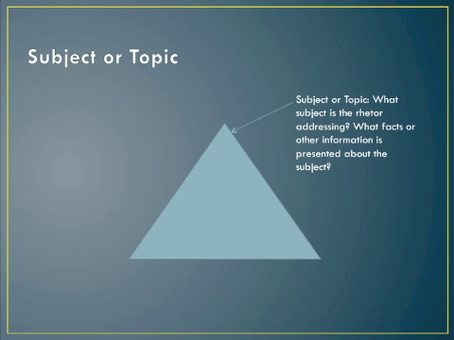But for right now, we're going to the first part of the triangle, which deals with the subject or topic. And again, I will use these terms interchangeably. But basically, what subject is the writer addressing? What facts or other information are presented about this subject? I gave you the example of Abraham Lincoln giving the Gettysburg Address, where the topic that he's addressing deals with that battle, but it's also dealing with the Civil War.